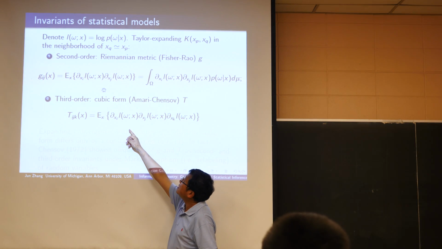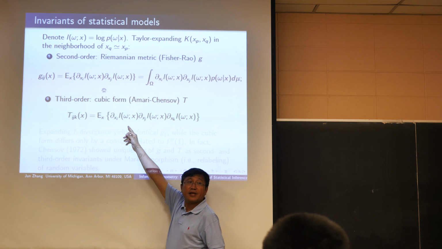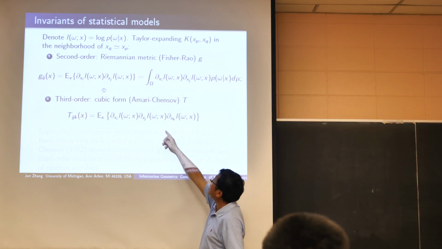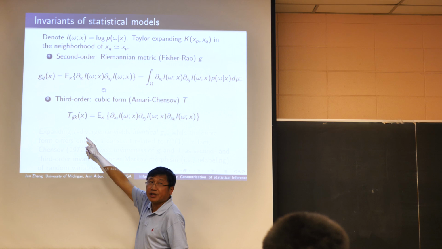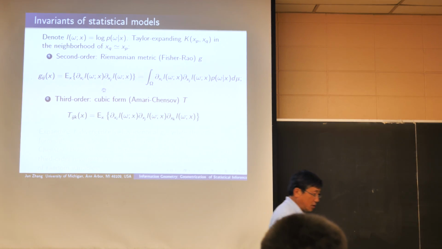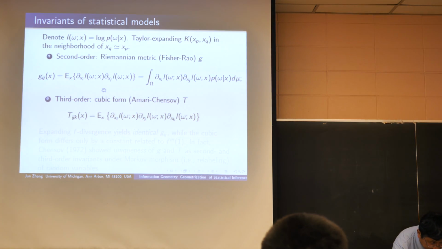So you have the x. So this is a score function, okay? Partial log p, partial xi, partial xj, partial xk. So you have the ijk, okay? You have the triple correlation function, the cubic form.